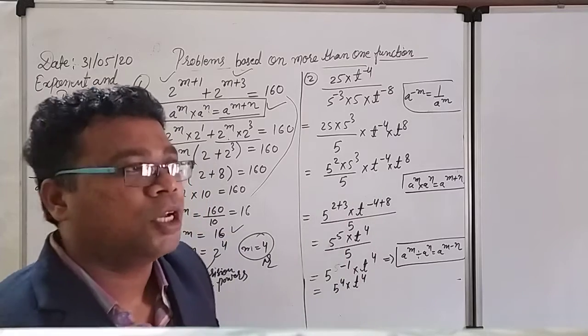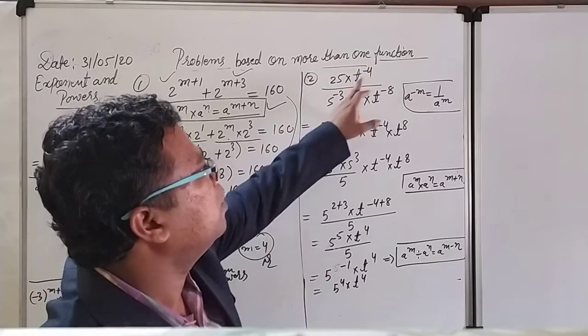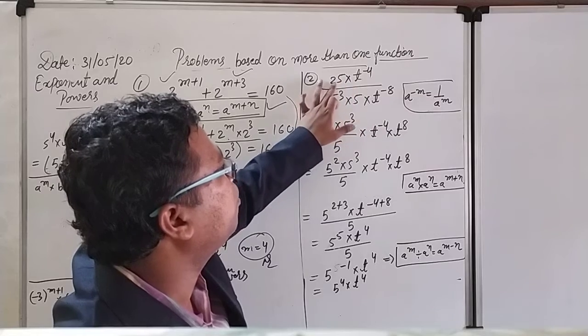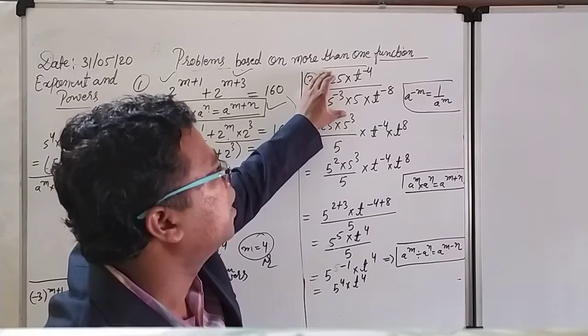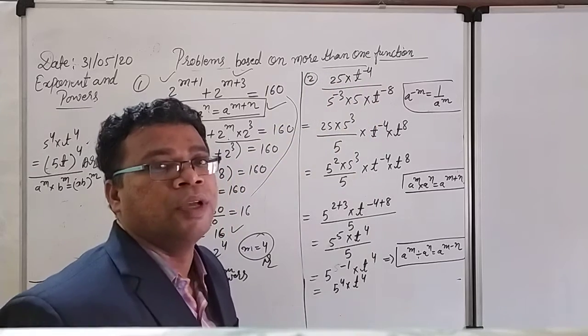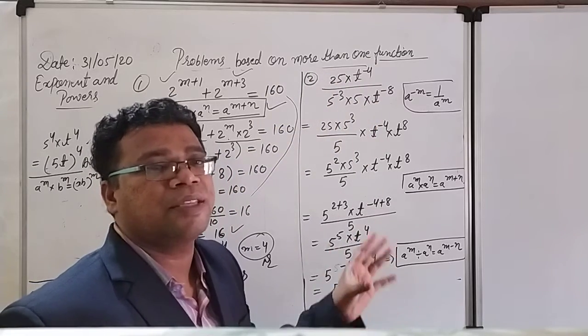After looking at the question, we can understand that there is a connection between t, and there is a connection between 25, 5 and 5. These are the number terms, the digits, and these are the variable terms. No problem. We will make the pairs separately.